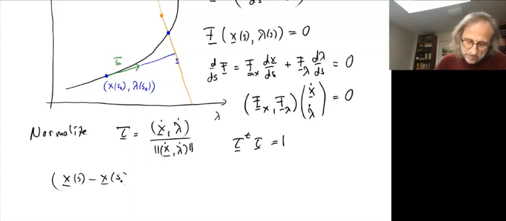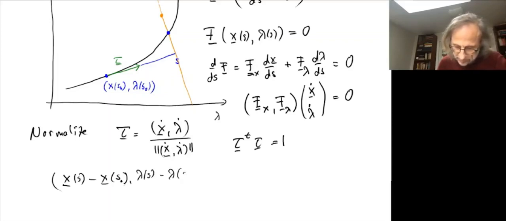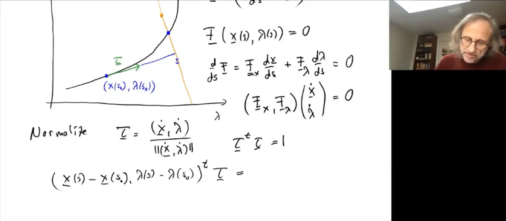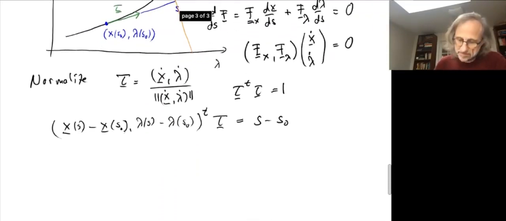comma lambda of s minus lambda of s0. So that's this vector from here to here projected onto tau. So this transpose times tau, that is equal to this length here, which is s minus s0. So that defines our plane.